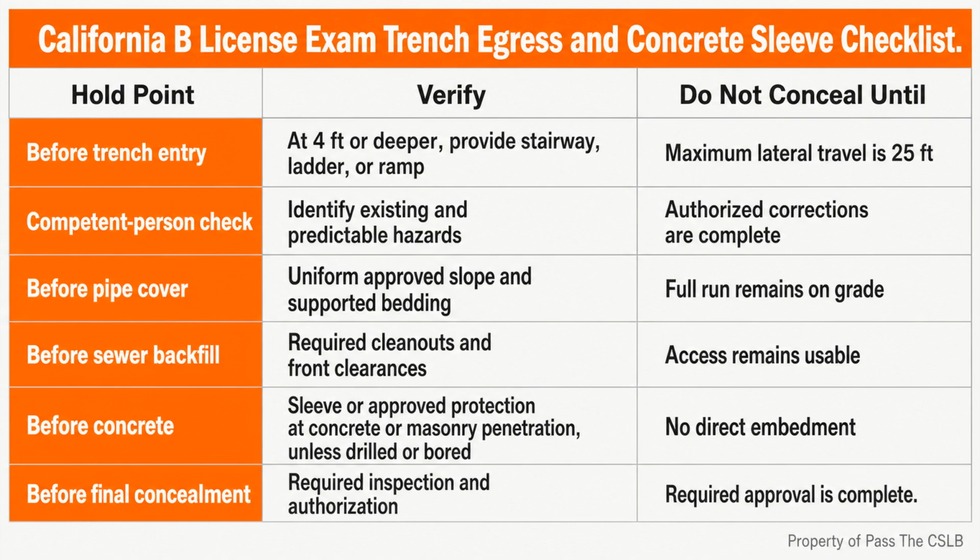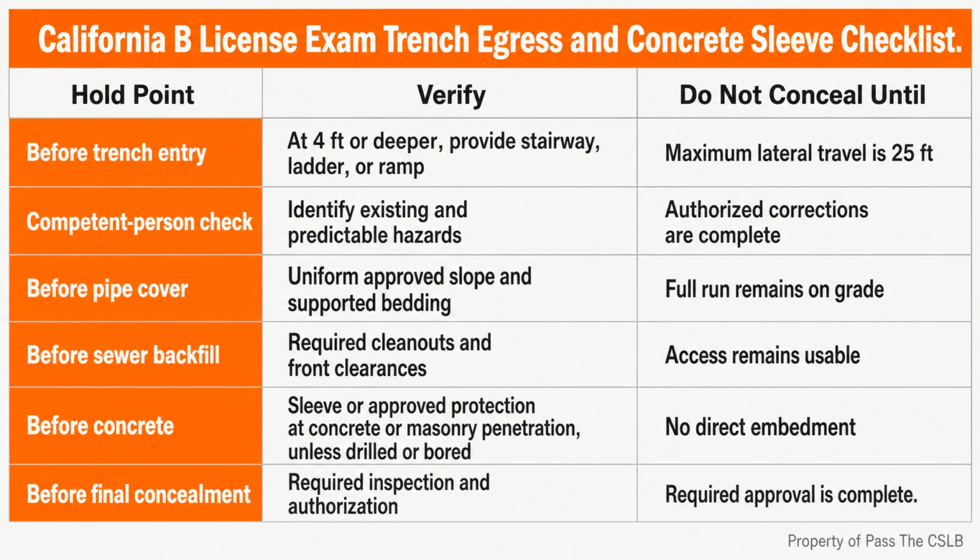Before concrete, I verify that penetrations through concrete or masonry are sleeved or otherwise protected as required, unless the opening qualifies as drilled or bored. I do not let the pipe become directly embedded and then call the detail complete because the location looks right. Finally, I confirm the required inspection and authorization before backfill or concrete placement. The general building skill here is not hidden design mathematics. It is recognizing visible requirements, coordinating the trades, holding the sequence, and refusing to bury a known conflict.